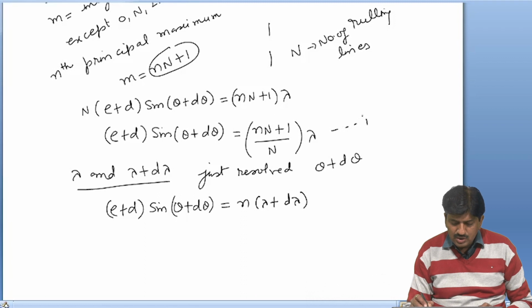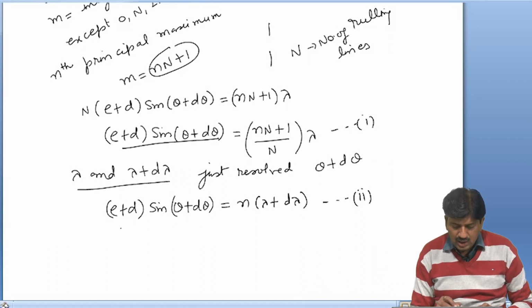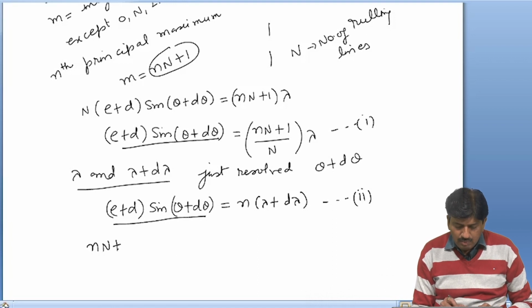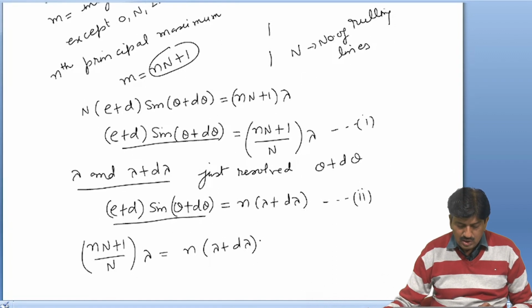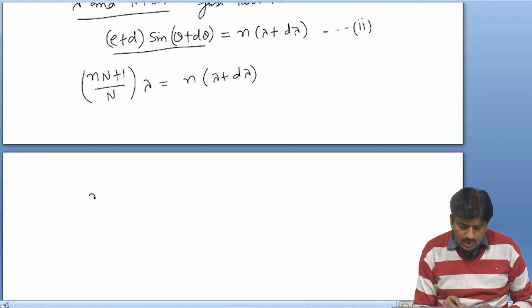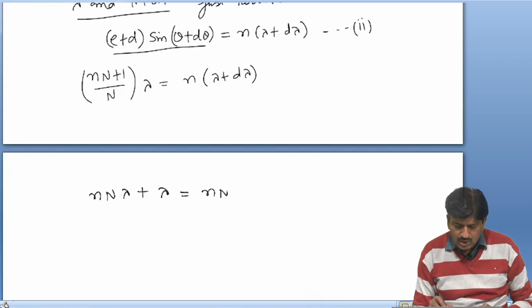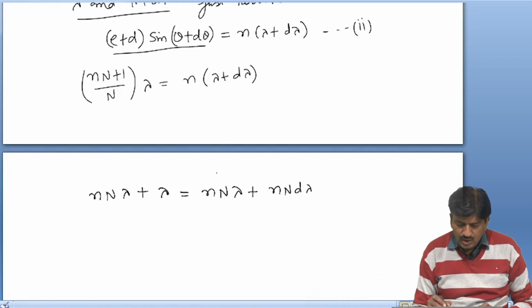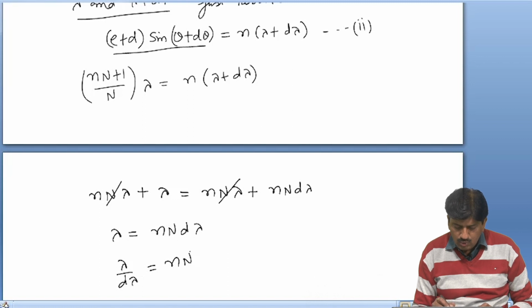Now we can consider this as equation number 1 and that as equation number 2. If we compare these two equations, the left hand sides are equal. So n times (N plus 1) upon N times lambda equals n times (lambda plus d lambda), or nN lambda plus lambda equals nN lambda plus nN d lambda. Now nN lambda cancels out, lambda equals nN d lambda, and lambda upon d lambda equals n times N.